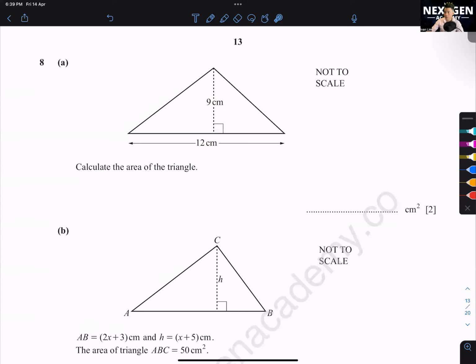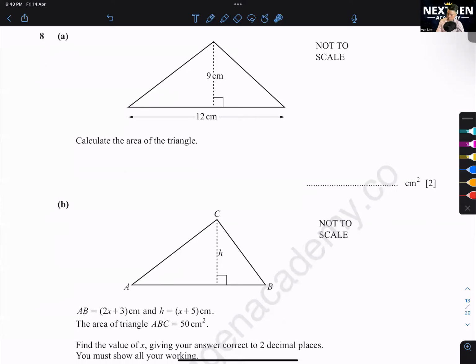All right, let's continue on question 8A. Calculate the area of the triangle. Okay, this is a free 2-mark question. So area will just be half times base times your perpendicular height. Okay, you will get 54 over here. Okay, question B.